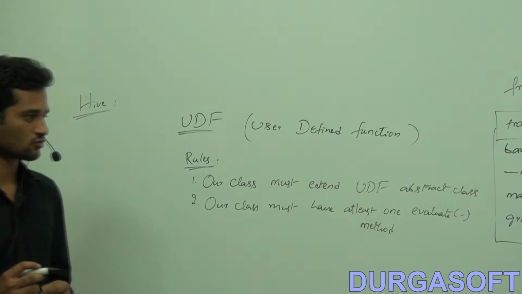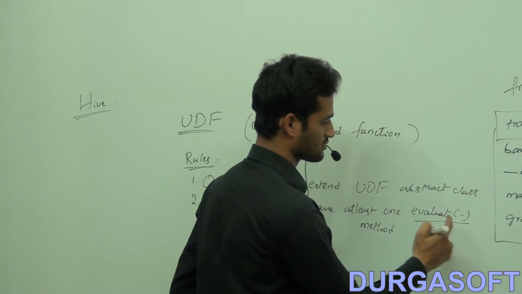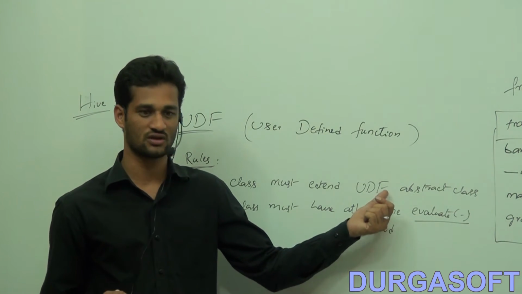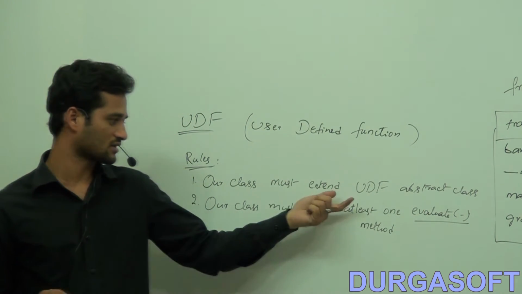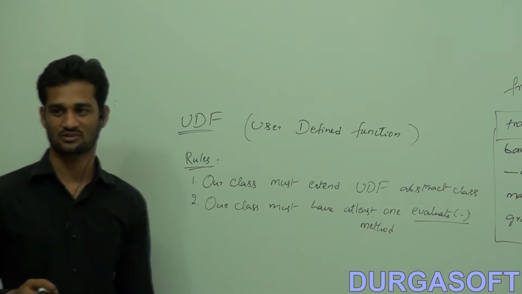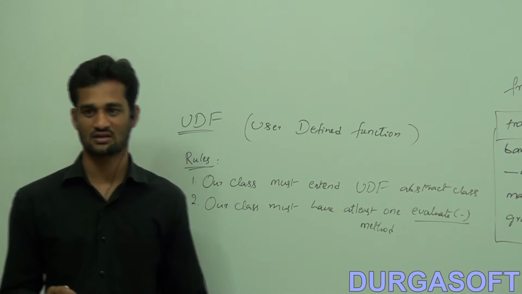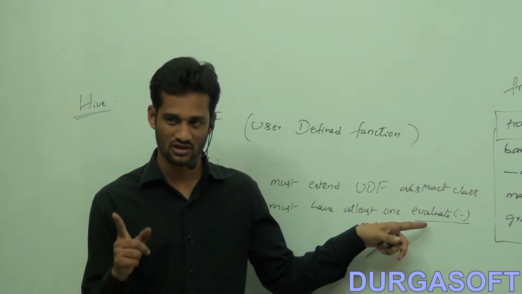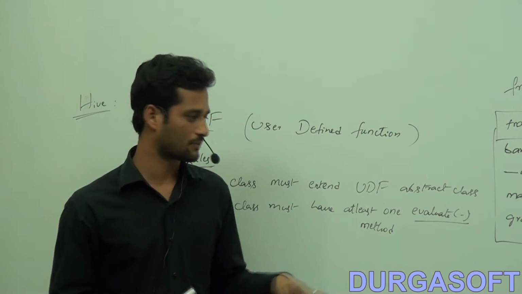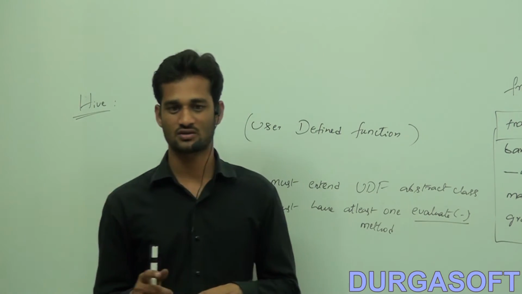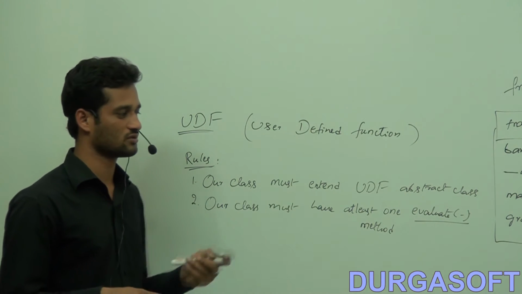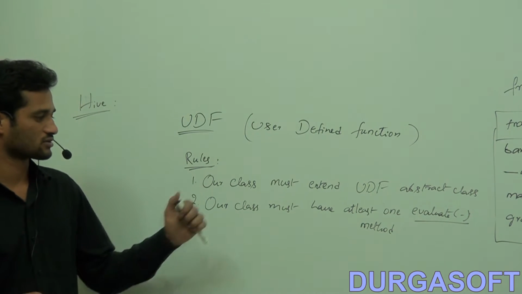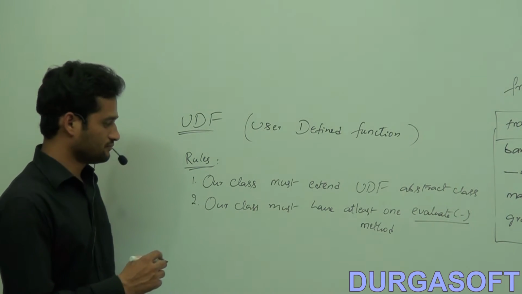Our class must have at least one evaluate method, but this evaluate method is not a method of the UDF abstract class. UDF is an abstract class, and because of extending that, our class will become a subclass of it. So you need to have at least one evaluate method with at least one parameter. It should not be a zero-parameter method. It should have at least one parameter.